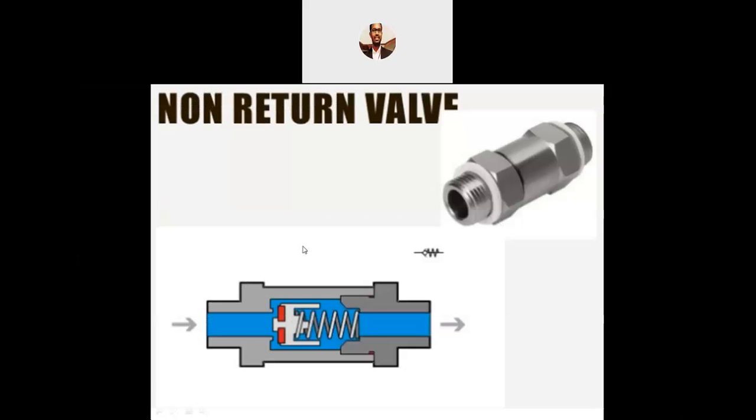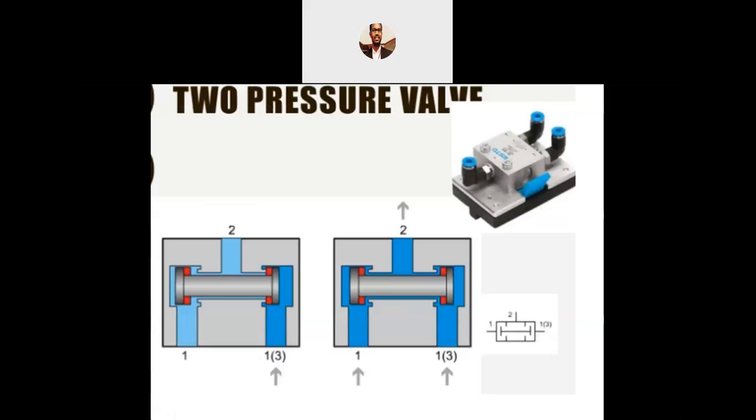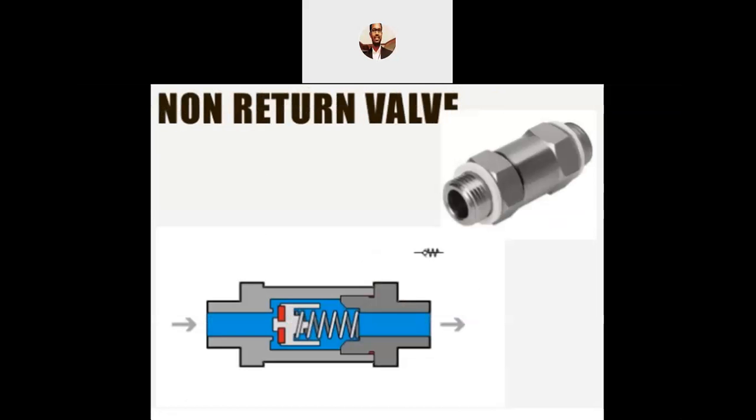Same thing, 5 bar 2, and this is a non-return valve. It has given a very beautiful see here. In the non-return valve, the fluid will be coming because you are creating no at this section.